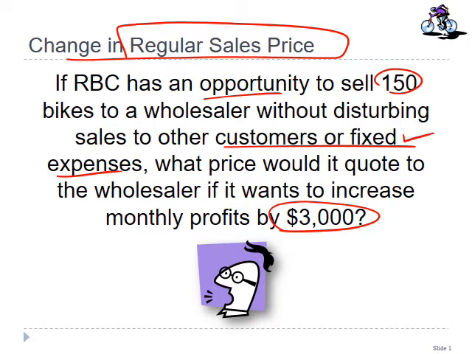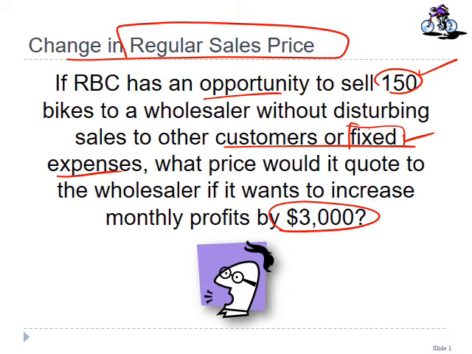even changing its fixed cost? So one concept is that its existing customers won't know that RBC is selling to some other clients, or the regular sales is not disturbed. So whether the RBC took these 150 bikes or forgoes these 150, it still has to pay fixed expense.